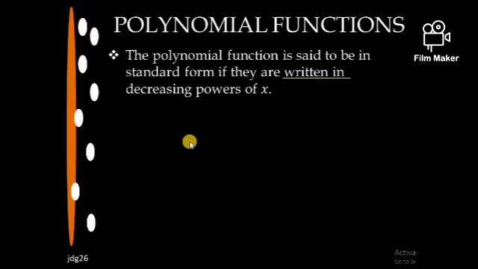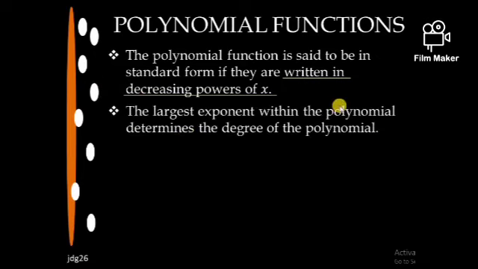Another thing about polynomial function, the polynomial function is said to be in standard form if they are written in decreasing powers of x. So, paano natin malalaman na yung given na polynomial function ay naka-standard form? I-check natin yung mga exponents. Yung exponent ng variable x, kailangan daw in decreasing power. So, from pinakamataas na exponent up to constant. The largest exponent within the polynomial determines the degree of the polynomial.